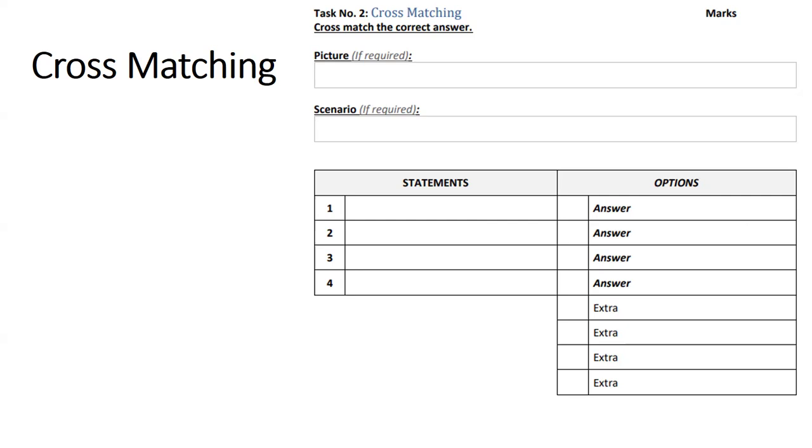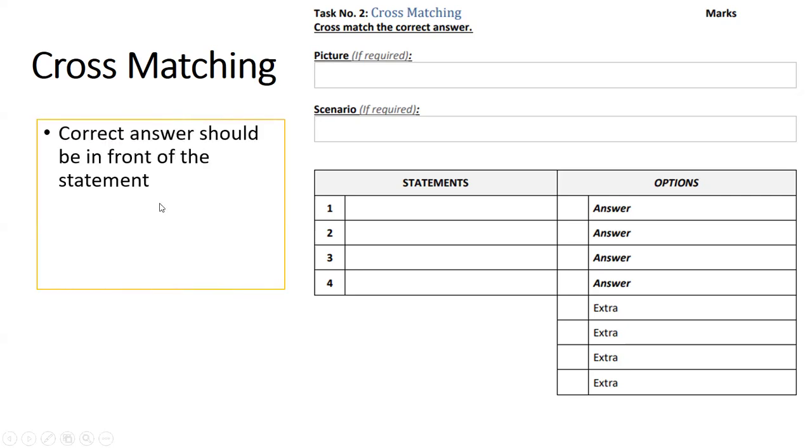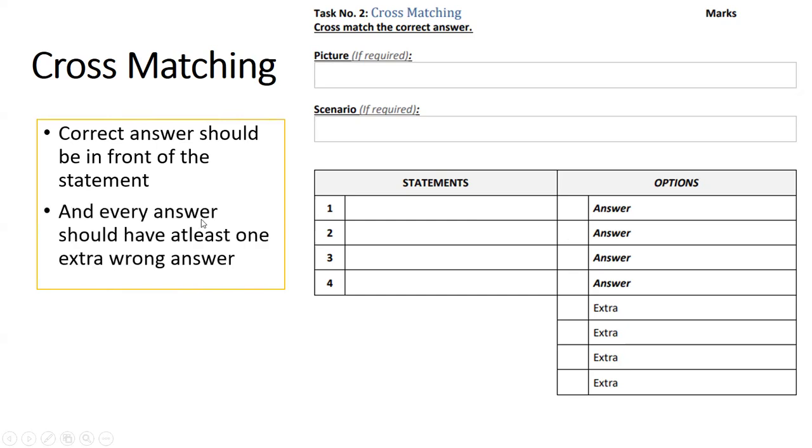which they will themselves keep in the area of options. So you can put a picture, you can put only a scenario and then write it down. The correct answer should be in front of the statement, as I have mentioned, and every answer should have at least one extra wrong answer.